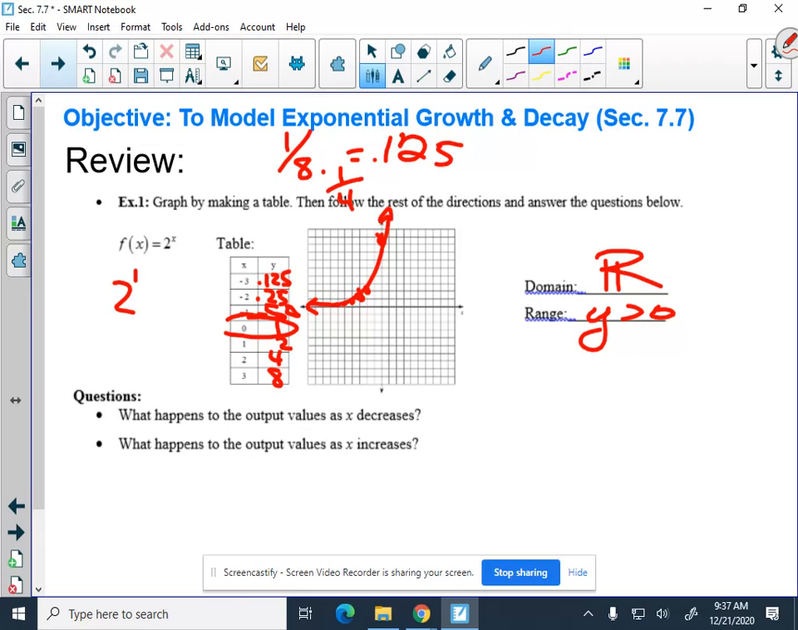What happens to the output values as x decreases? X decreasing means I'm going this way. The output values, if I go this way, they get smaller and smaller, or they decrease. What happens as x increases? The y also increases. As x gets smaller, y gets smaller. As x gets bigger, y gets bigger.